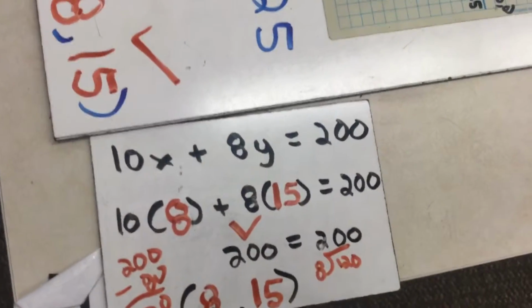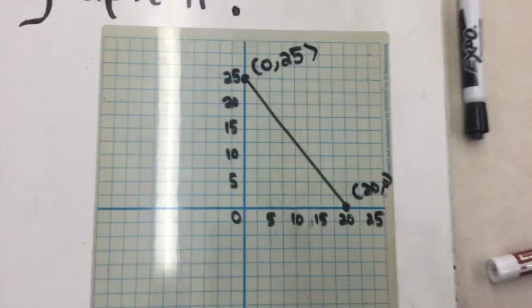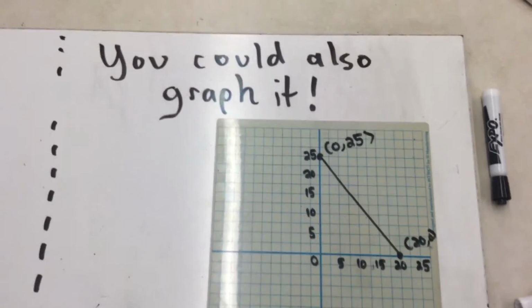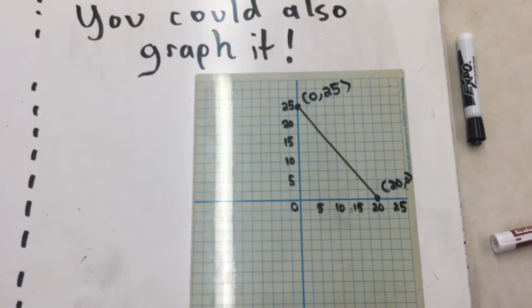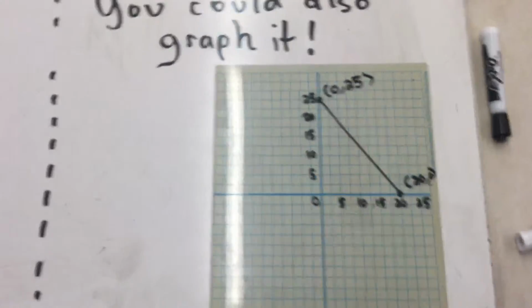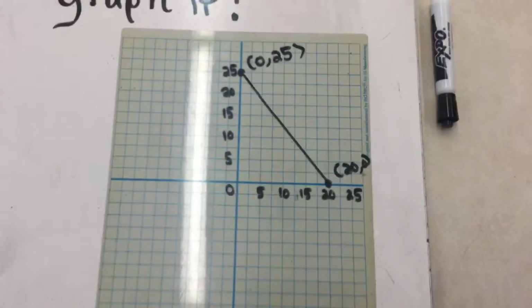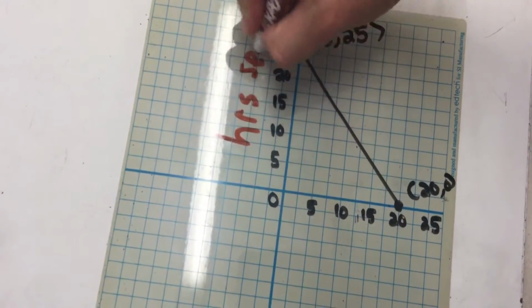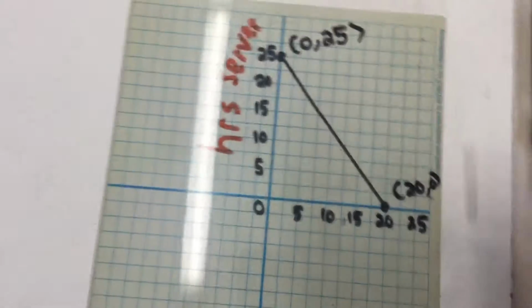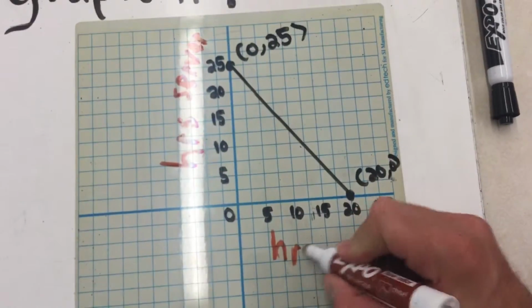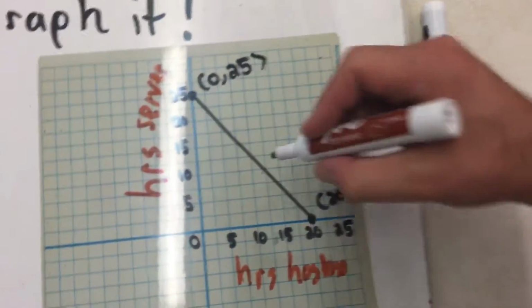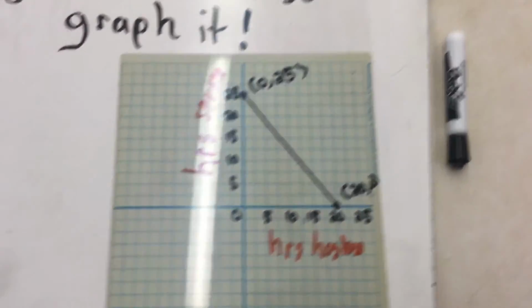The last skill with standard form that's helpful is that you could graph this thing also. And this is the standard form equation graph of Treyasha's hours worked. I should have labeled this, actually. This should be hours server. This should be hours hostess. And then a title would be appropriate as well.